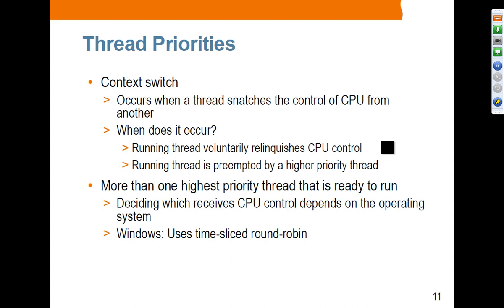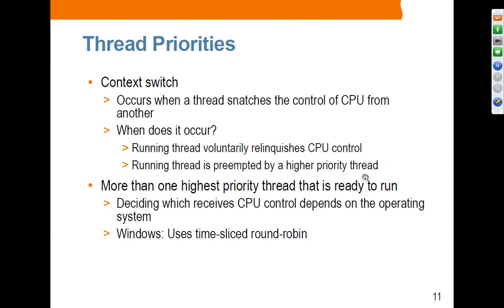Now, suppose you have a single CPU, and the single CPU can run only one thread at a single point in time. So threads have to take turns. Those turns are called context switches. A context switch could occur when the running thread voluntarily relinquishes CPU control by suspending itself, or the running thread can be preempted by a higher priority thread.